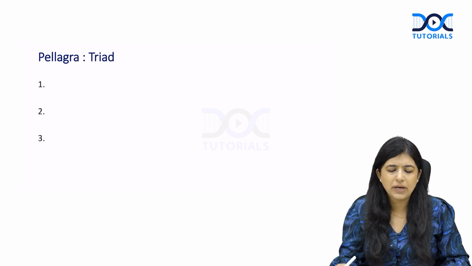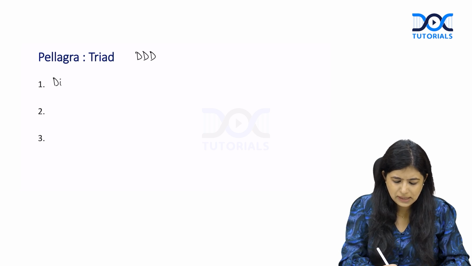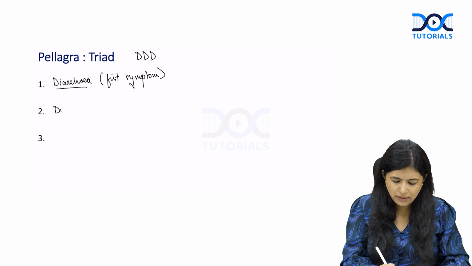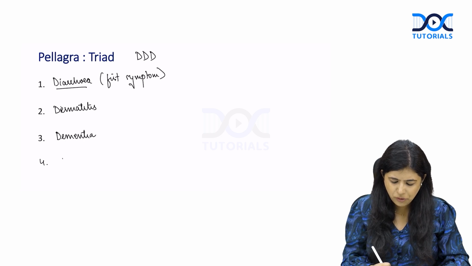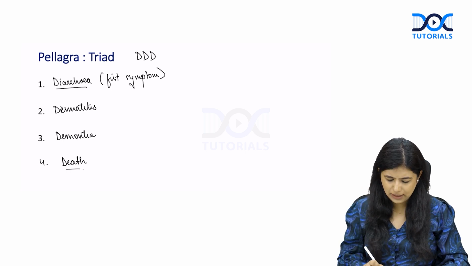Now, the typical triad of pellagra can be remembered as DDD, that is, diarrhea, which is the first symptom of pellagra. So remember, it begins with diarrhea. Then there is dermatitis and dementia. If left untreated, a fourth D is added, that is death. So diarrhea, dermatitis, dementia, and death.